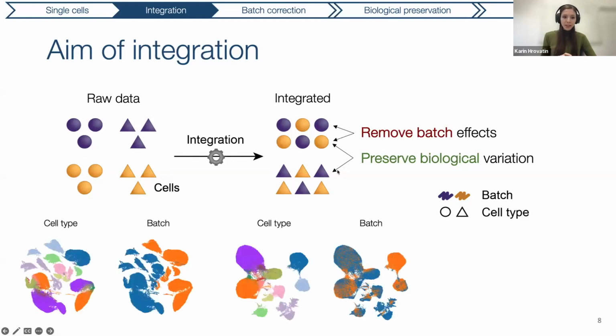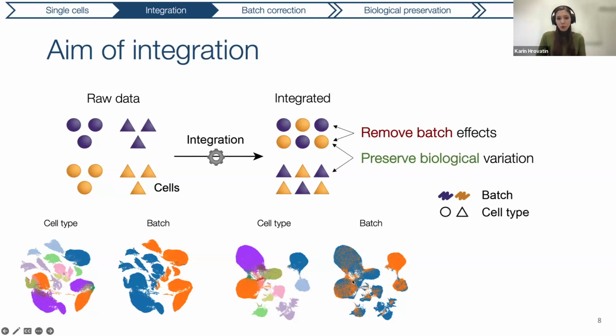Now, how this looks in practice: in single cell analysis, we often use UMAPs to represent the single cell transcriptome in 2D so that we can visualize it. And here, every dot would be a cell. What you can see before integration is that the cell types are separating, but so are the batches. And what you see after the integration is that the cell types are still nicely separated. However, now the batches are nicely mixed within the cell types.